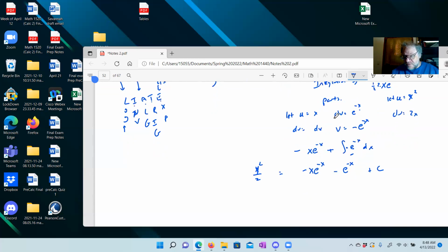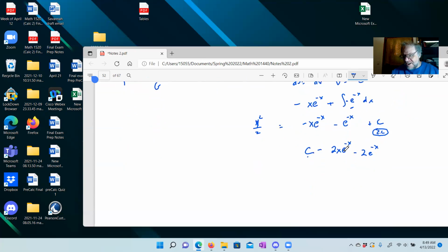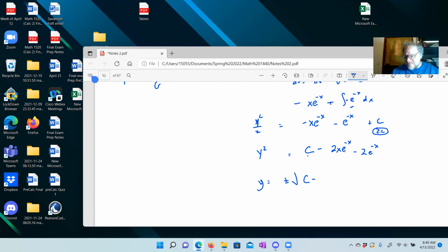So I'm just going to multiply by 2 and then take the square root. So we have c, I'm just going to write it first because it doesn't have a minus sign, minus 2x e to the negative x minus 2 e to the negative x. Why was c not multiplied by 2? Well, I did, but I noticed that 2 times a constant was just a constant, so turn it back into a constant. This is equal to y squared. So y is equal to plus or minus the square root of c minus 2x e to the negative x minus 2 e to the negative x.